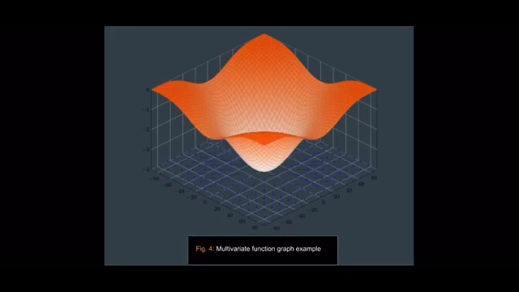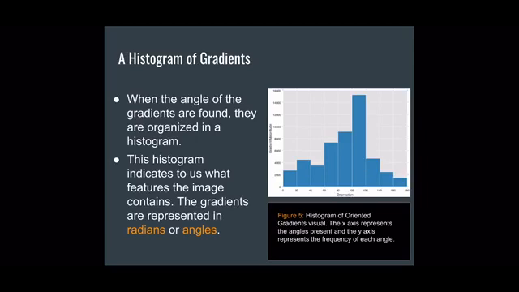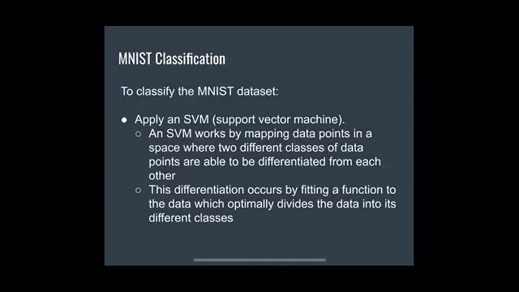And the reason that we are using a histogram of oriented gradients is because we can take those gradients that we find in a single image and then organize them into a way that's easy to interpret. So we can take these histograms and then compare them to other histograms of other numbers. Once we retrieve these histograms, we run the data through an SVM.